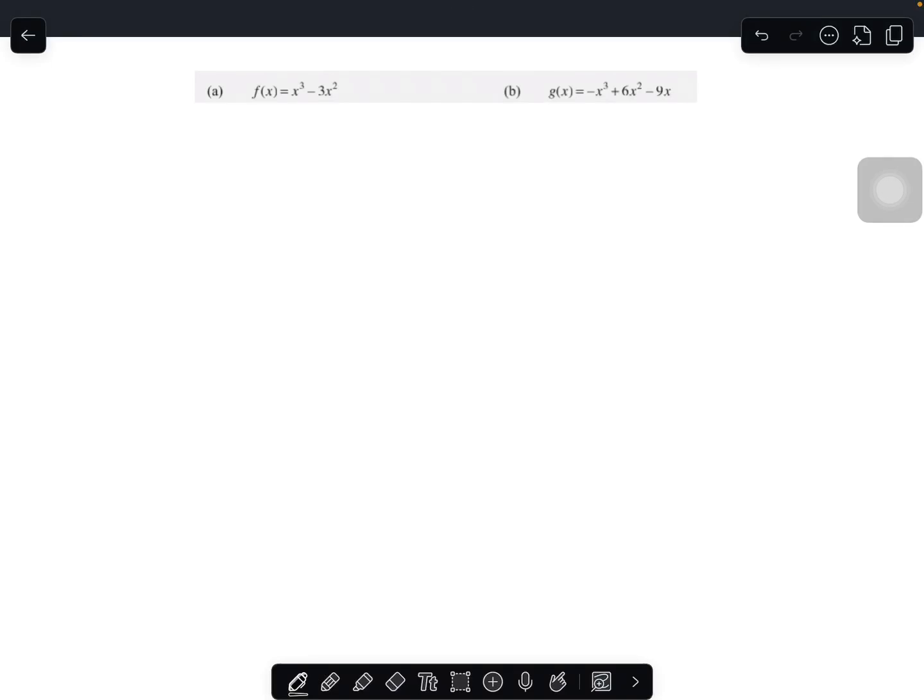Hi guys, today we're going to be looking at sketching cubic functions. Now when you sketch a cubic function, the first thing you need to know is the shape. And how you're going to know the shape is by looking at your a value. So if your a value is positive, then your function is going to look like this. And if your a value is negative, your function is going to look like this.